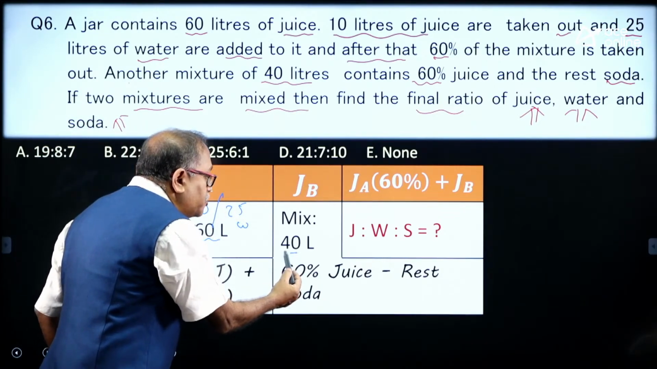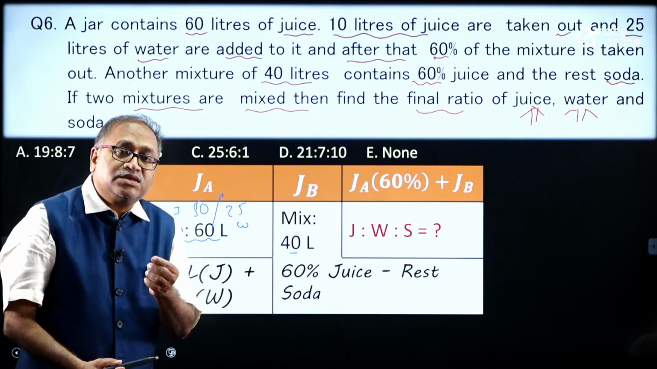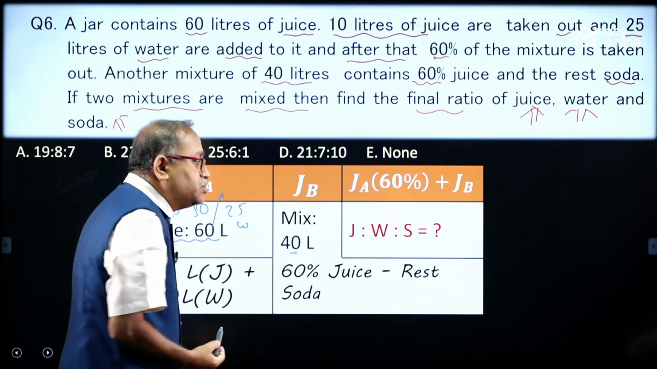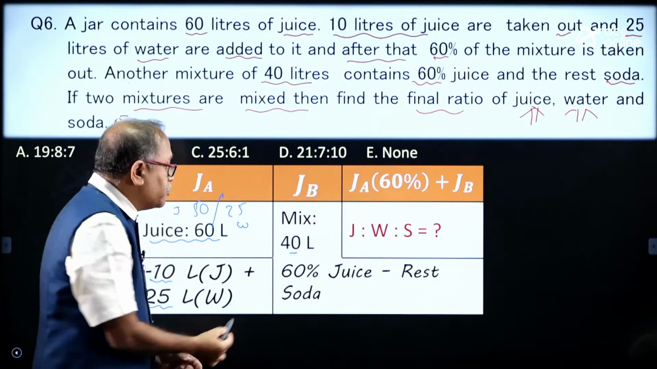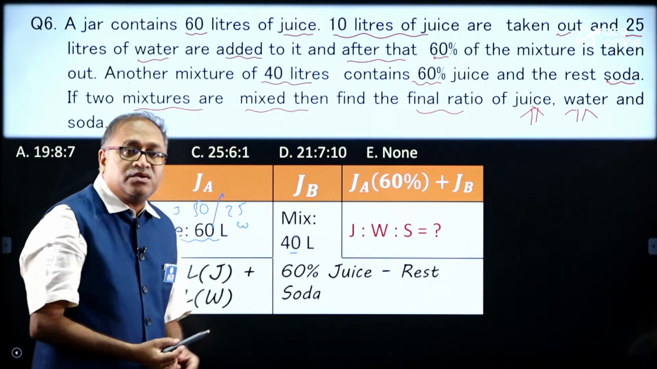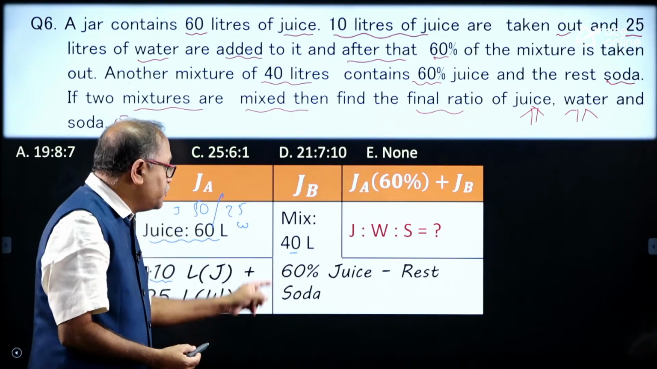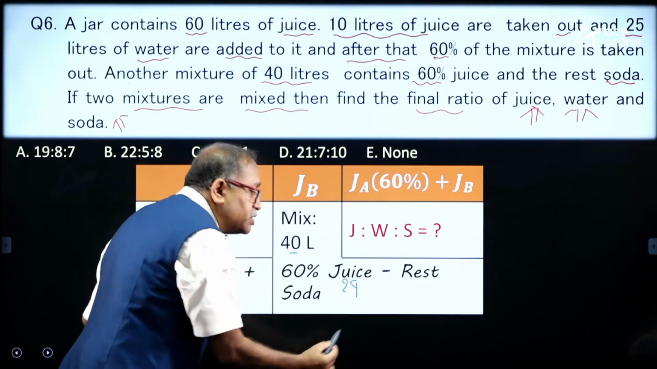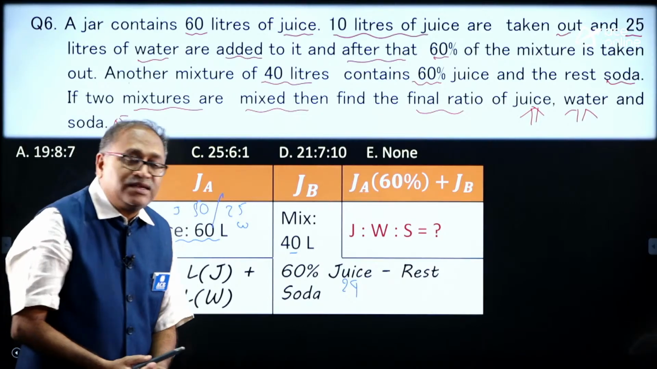In jar B, a total of 40 liters are there, in which 60% is juice. So can I find out how much is the juice from here? Yes, I can find it out. 60% of 40, we know 6 4s are 24. 24 is the juice and the rest is soda. Here 24 is juice and the remaining 16 is soda.